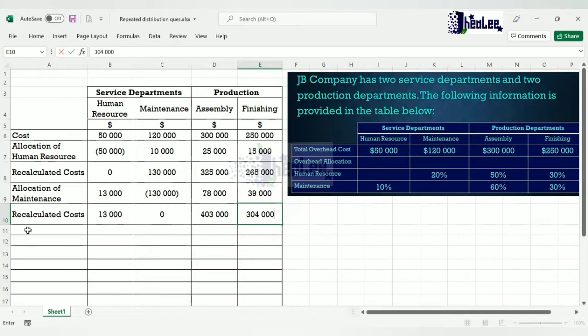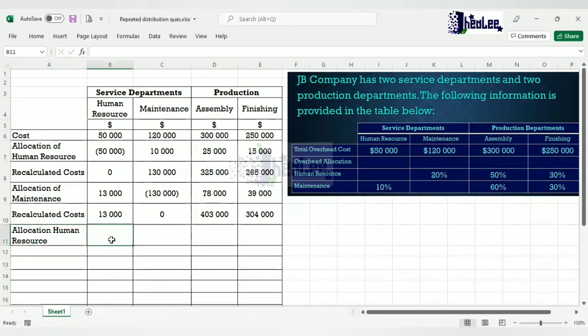Now, remember, we're doing repeated distribution, and we need to continue allocating until the value in our respective service department is minimal. So we're now going to allocate the human resource, allocation of human resource. All right. Now the human resource is 13,000. So that is 13,000 that we are sharing.